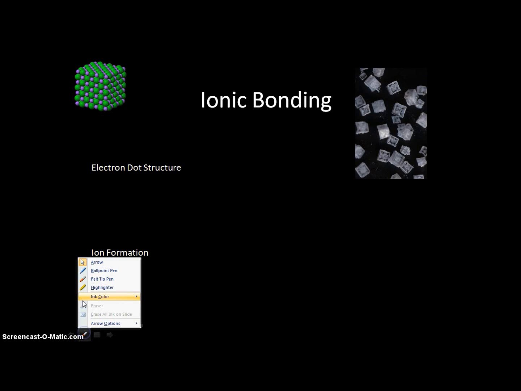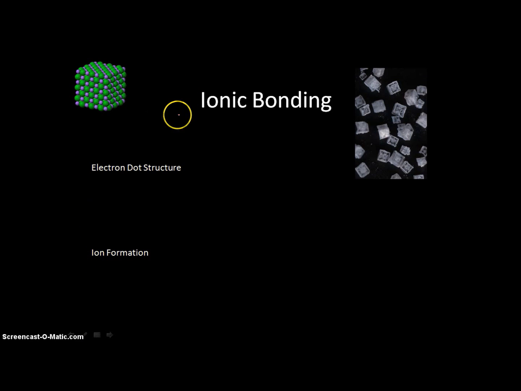Hello, today we are going to talk about ionic bonding. So I think everyone by this point knows that ionic bonding is the giving and taking of electrons between two atoms. Now, this could be the same two atoms, or they could be different atoms.